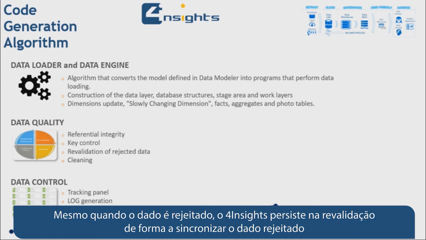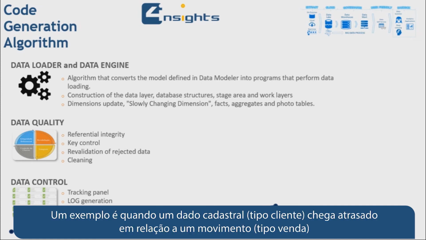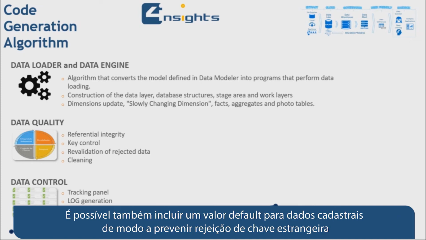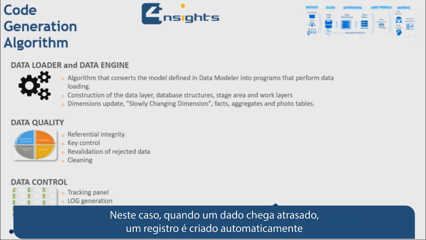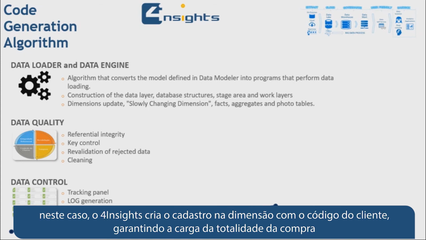Even when the data is rejected, 4INSIGHTS persists on revalidation to synchronize the rejected data if the problem that generated the rejection is resolved. An example is when a cadastral data customer type arrives late in relation to a movement, sale type. It is also possible to include a default value for registration data to prevent foreign key rejection. In this case, when a data arrives late, a record is automatically created. For example, a customer account that has not been uploaded but has purchased a product. In this case, 4INSIGHTS creates the register in the dimension with the customer code, ensuring that the entire purchase load is made.